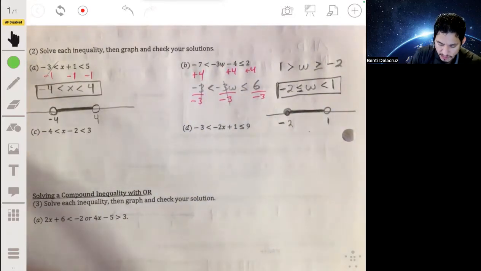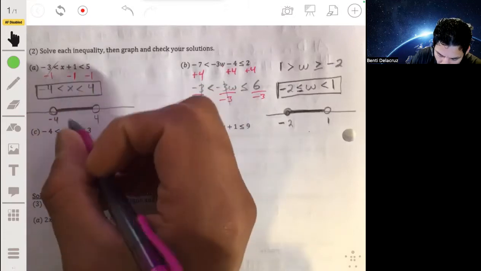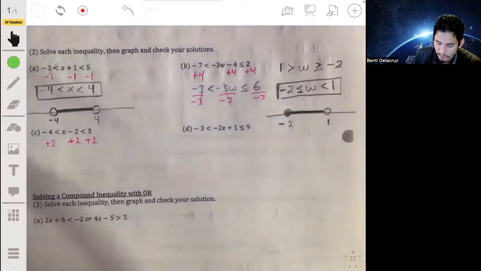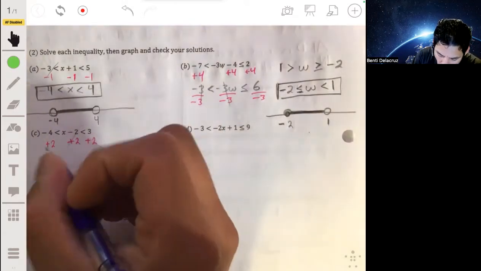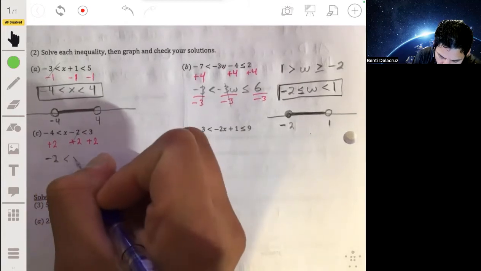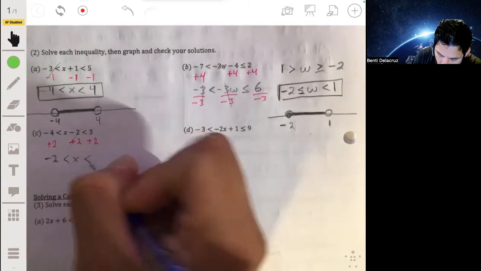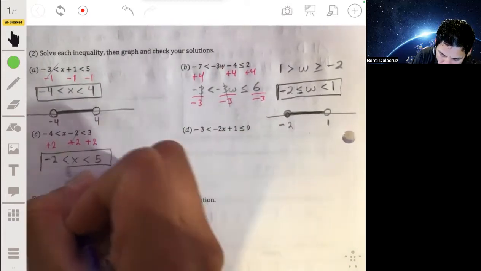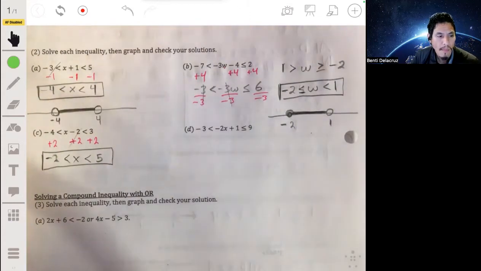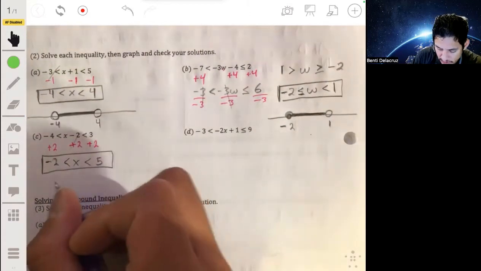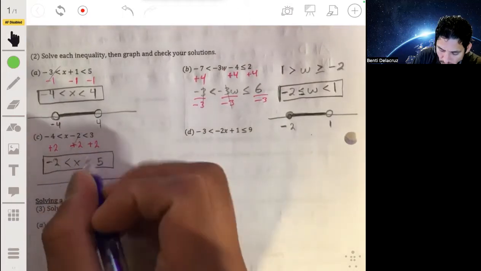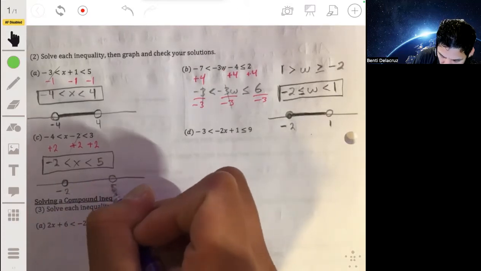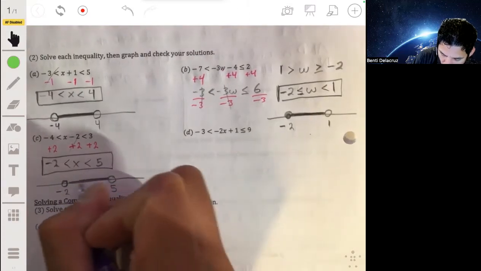All right, for C, we do just some more practice, kind of like with A. We're going to add 2 to each part. And -2 is less than x. And x is also less than 5. And that's all we got to do. And then we number line it. Open circle on -2. Open circle on 5. And we're going to shade between.